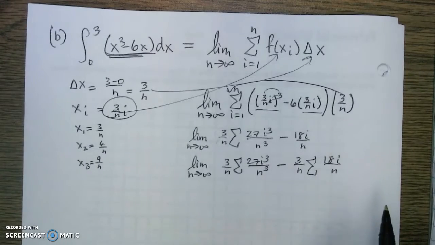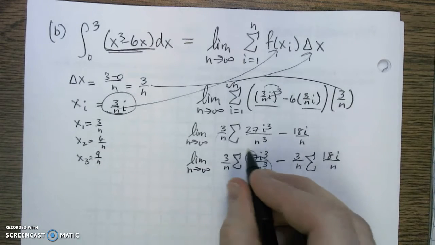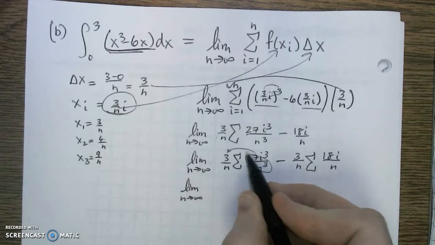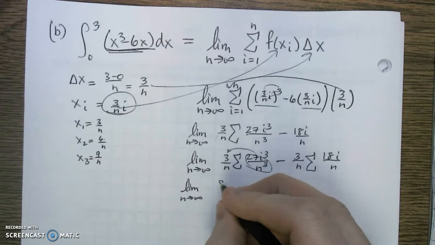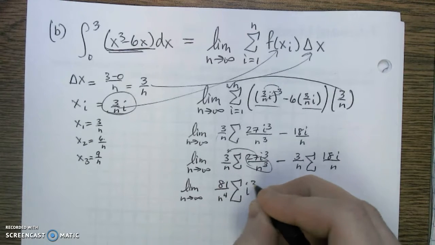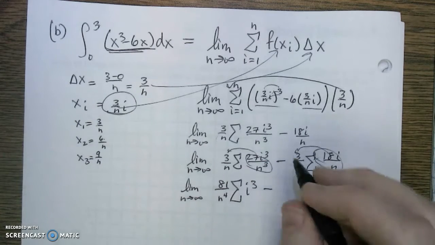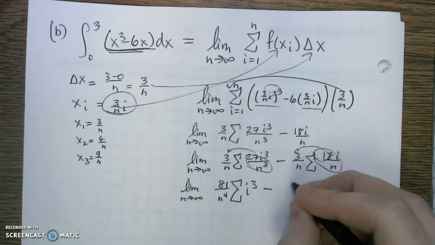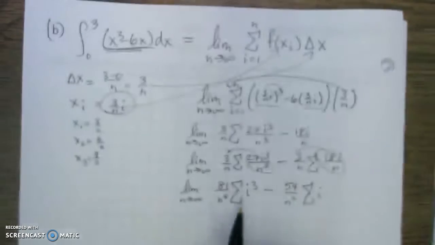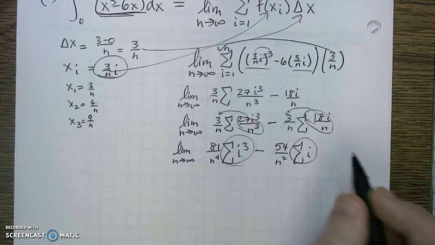And then we're still trying to get the i's by themselves. So we're going to bring the 27 over n cubed in front, which is 81 over n to the fourth summation i cubed, minus, bring your 18 over n in front, and you get 54 over n squared. And now we've got our i's isolated, and we can plug in the formulas for those.